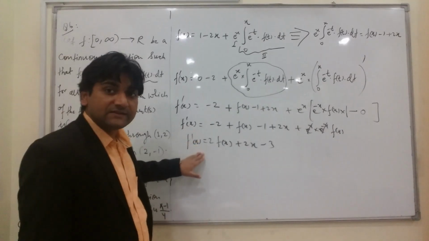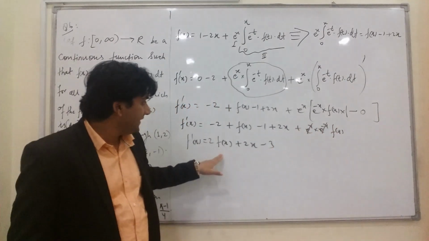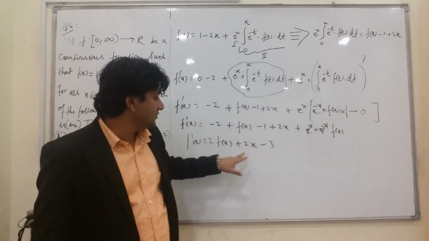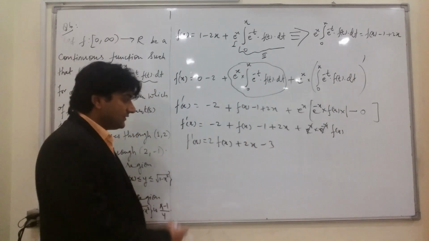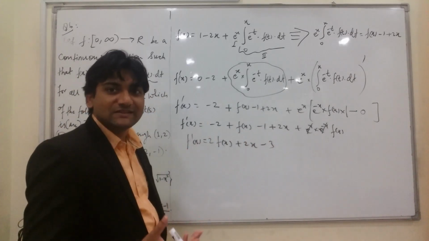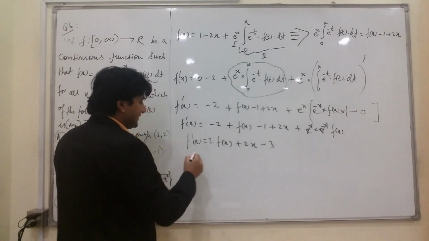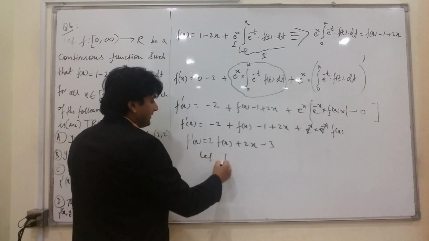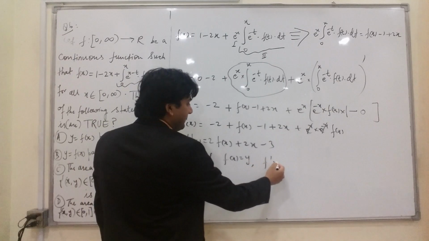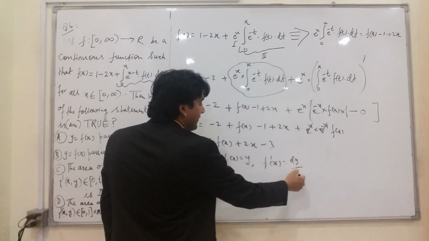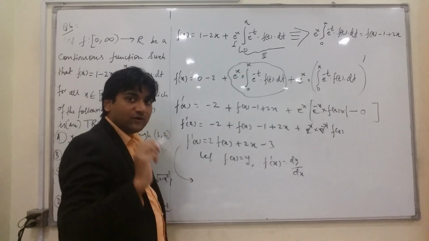So f dash x equals fx plus fx, 2fx, then this is 2x minus 2 and minus 1, minus 3 we got. Now this one is what? This is a differential equation, but a very simple differential equation we got. Let fx be y, so obviously f dash x would be dy by dx, right? Then you can convert this into your known differential equation.